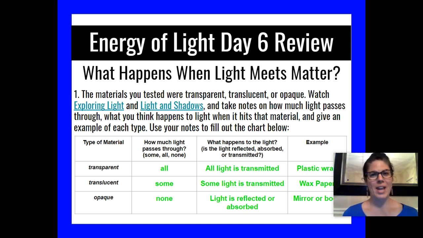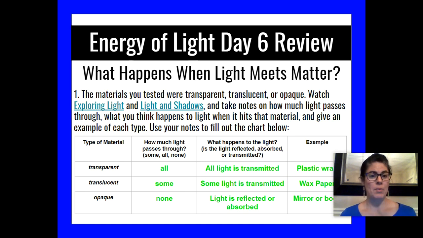We're going to begin today with a review of Energy of Light Day 6. The first part of yesterday's lesson was for you to watch two videos to learn about transparent, translucent, and opaque. You had to watch the videos and take notes. The first type of material, transparent, you had to write in the chart how much light passes through. And in a transparent object, all light passes through.